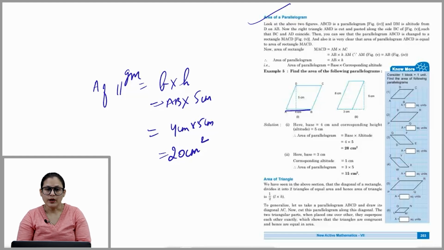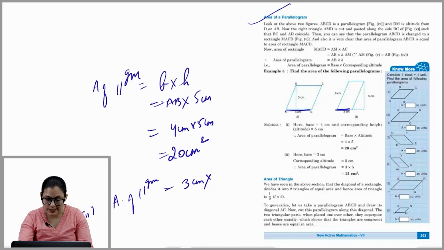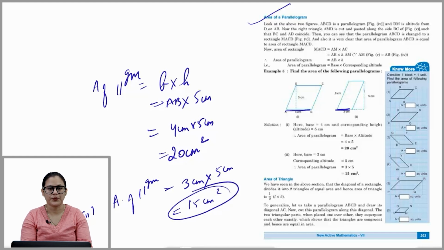Right. Now, in second part, area of parallelogram. Base is what? This is the base, 3 centimeter. And what is the height? This is the height, 5 centimeter. So the area is 15 centimeter square, right?